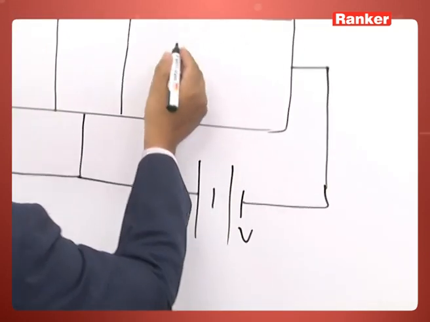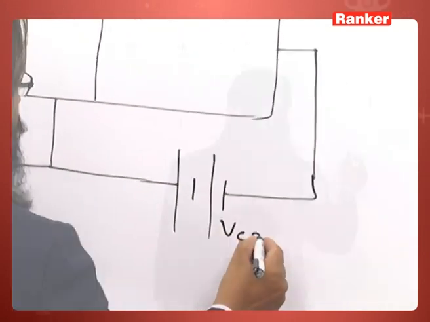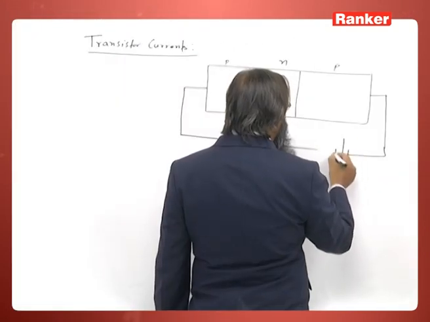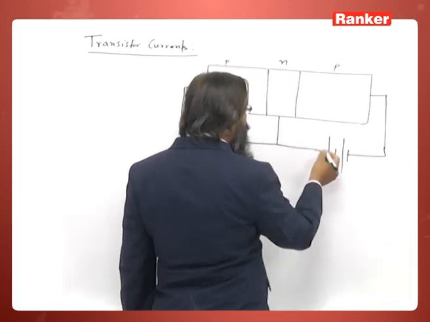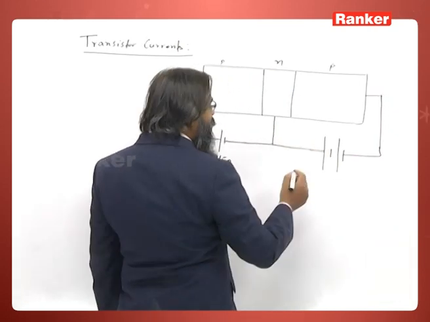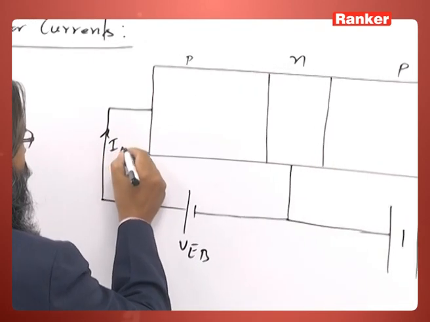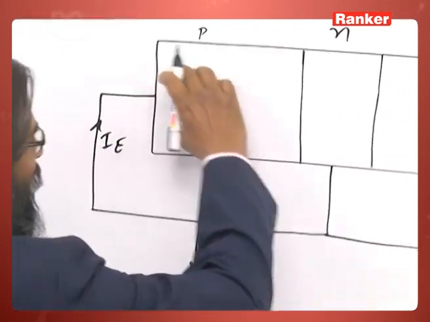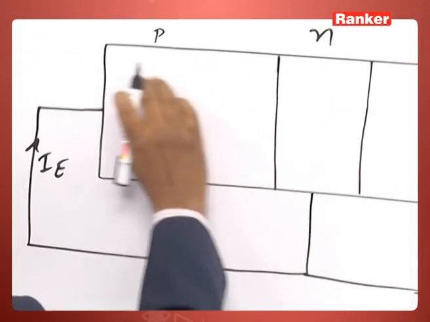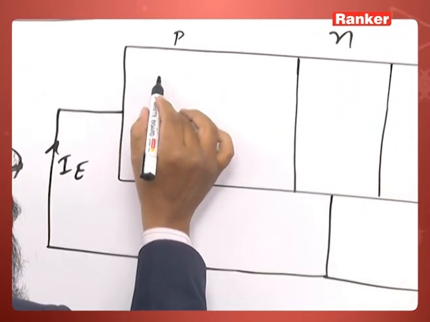Reverse bias means P should be connected to the negative terminal and this N side should be connected to the positive terminal. This is the collector-base voltage VCB, and this is reverse bias.